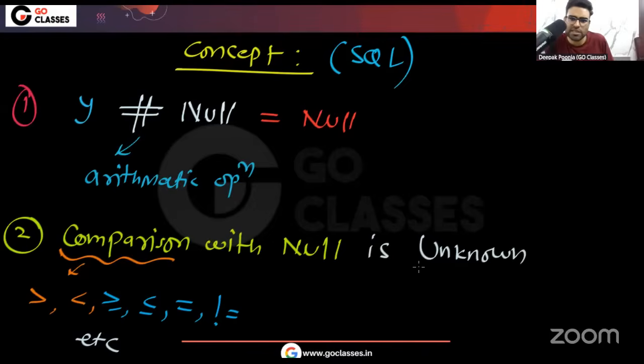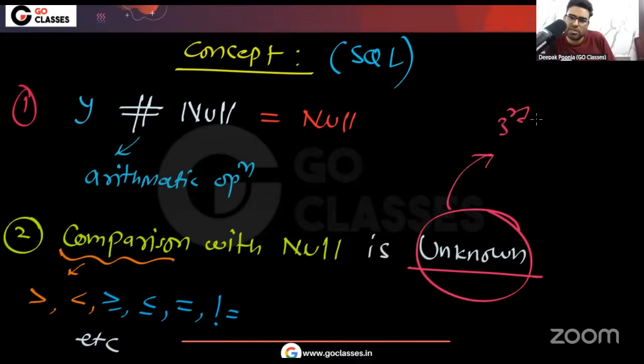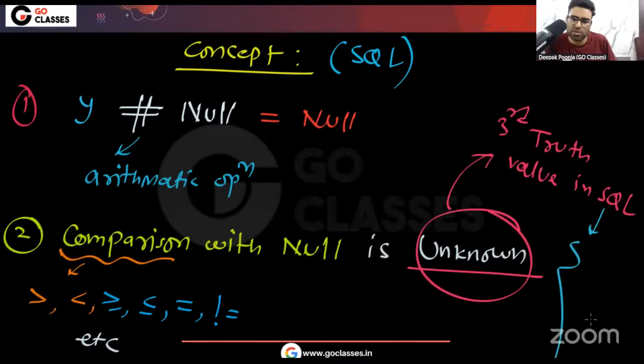Comparison with null is unknown. This is a third truth value in SQL. There are three truth values in SQL: true, false, unknown. Is this clear? So basically, SQL uses a three-valued system. This SQL is a three-valued system.